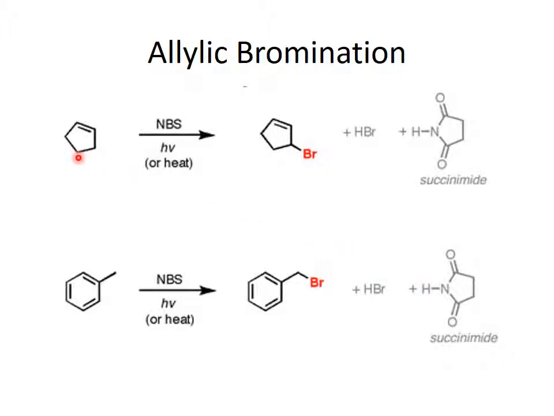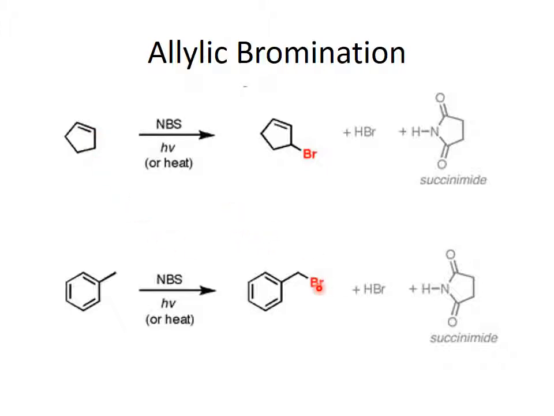You might remember this first reaction from last semester. We called it allylic bromination. And the position that is adjacent to a double bond is called the allylic position. And when we treat it with N-bromosuccinimide and light or heat, it decomposes and produces a tiny amount of bromine free radicals. And those bromine free radicals then will brominate this ring in that position because a free radical is stabilized by the pi system.